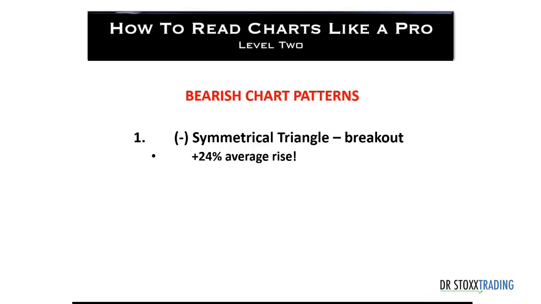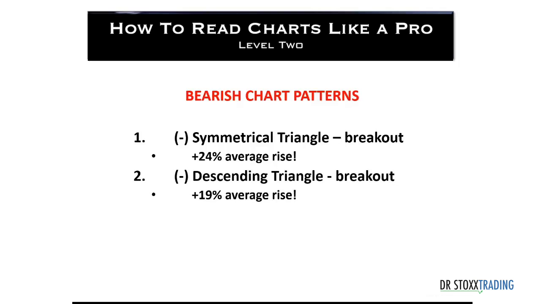But on the downside, a symmetrical triangle is the most profitable and most reliable bearish pattern, and a breakout to the downside of the triangle averages about 24% per trade. The descending triangle with breakout averages about 19% per trade.